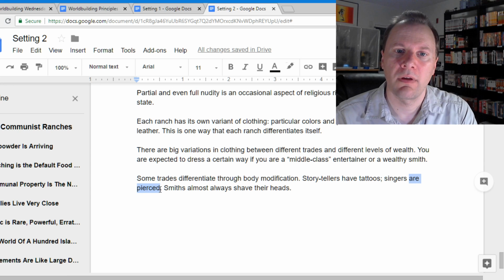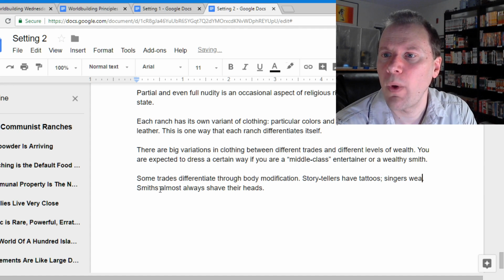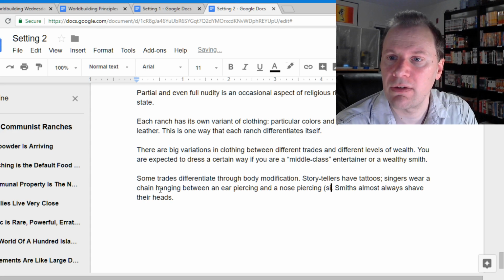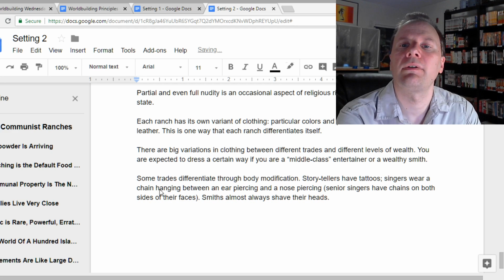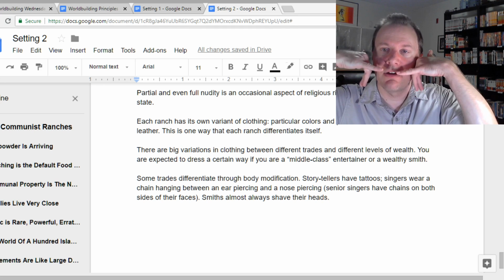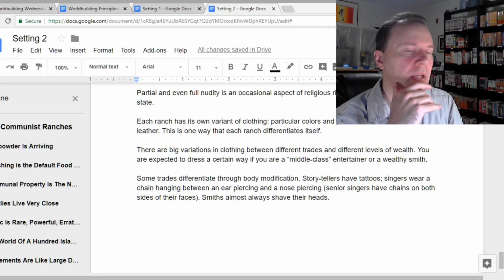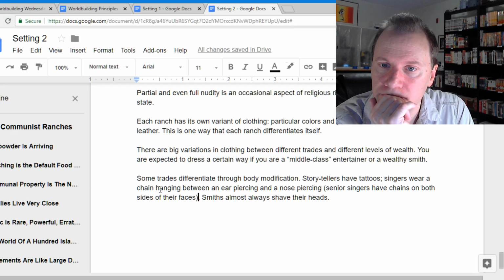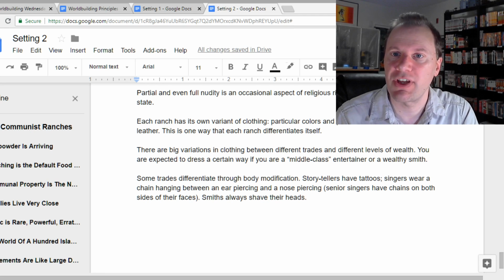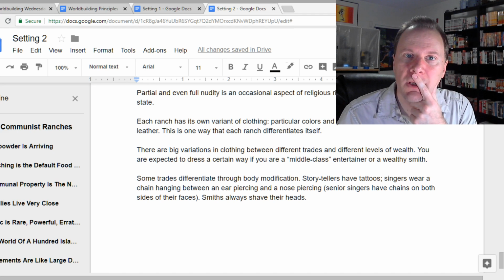Singers wear a chain hanging between an ear piercing and a nose piercing. Senior singers have chains on both sides of their faces. Might even be, left side means you're level 1, right side is level 2, and then once you're a master singer, you have them on both sides. Okay. Smiths always shave their heads. Again, this is a differentiation. Okay. That's cool. I like that.